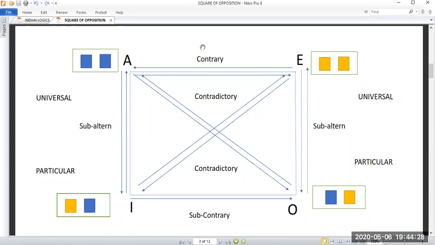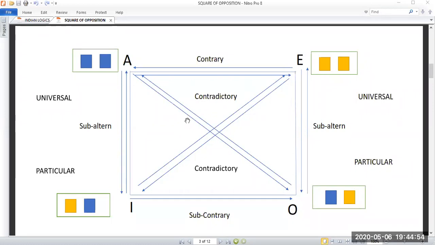Yes. Are you getting? Please reply. So do you have any doubt in this? We'll continue. So we'll continue. So we'll see about the contrary.